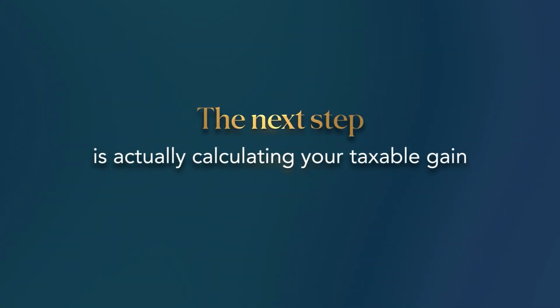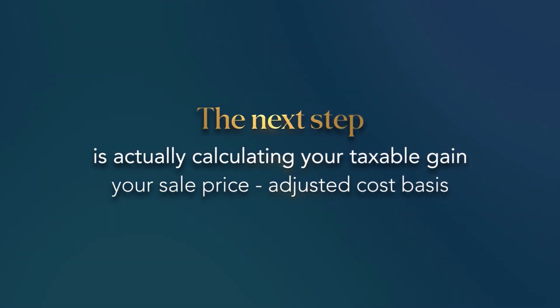So now you've got your adjusted cost basis of $575,000. The next step is actually calculating your taxable gain. That's going to be your sale price minus the adjusted cost basis. Simple enough, right? But here's where it can get a little bit tricky. The total gain is not taxed all the same. It gets split into two primary buckets.